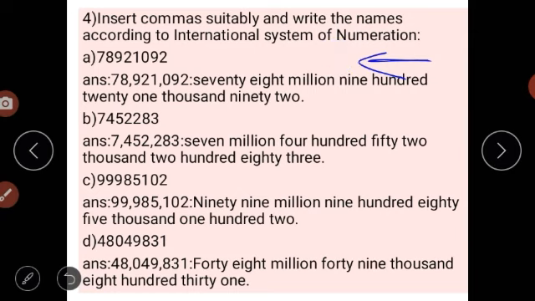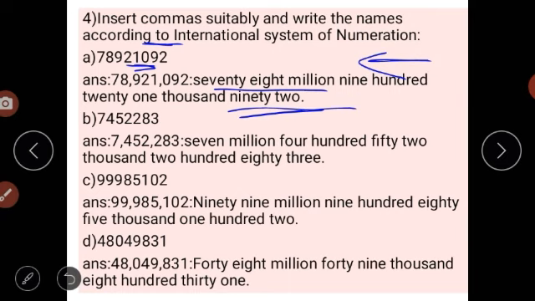So what are the 3 digits here? 092. So we will place a comma in between that. Next, what are the next 3 digits? 1 to 9. Next, what are the remaining digits there? 8 and 7. So here the first comma we are using to represent the value for 1000. Next comma we are using to represent the value for million. So what is here? The value becomes 78,921,092. Getting it?